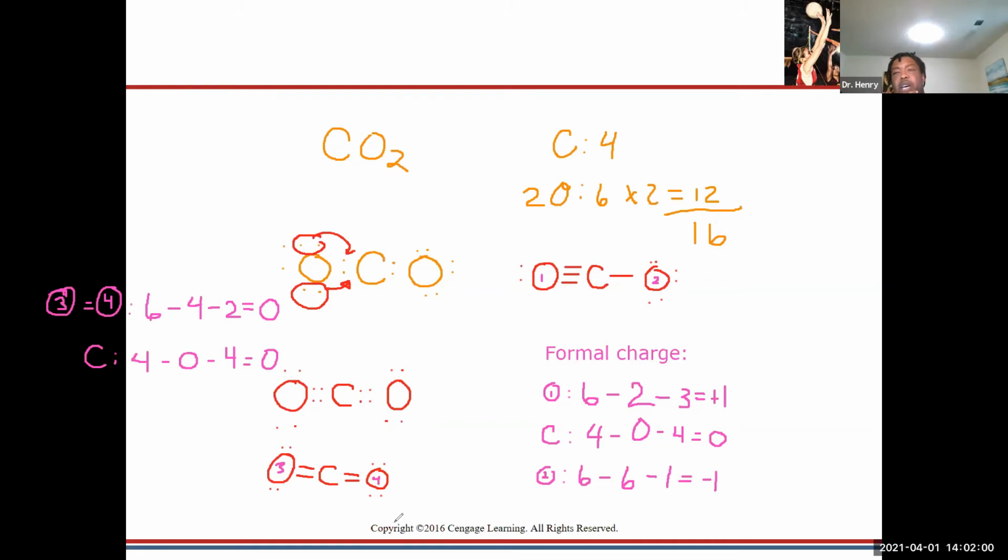But on the exam, I typically just ask you about the octet rule. And if I do make a distinction, I will say, according to the octet rule or according to formal charges. Okay. Thank you.